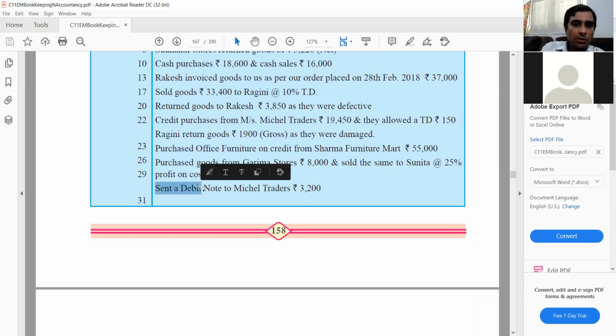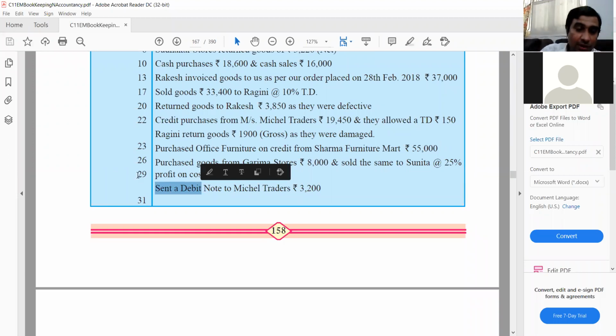Sent a debit note to Michael Traders, 3,200. Now, this is a good question from an accounts point of view. It tests your knowledge. What is the meaning of a debit note? That means that you are debiting somebody's account. When it pertains to purchase and sales, when do you debit? Debit means debit the receiver in case of a personal account. Why is he the receiver? Because he is receiving goods. And when he's receiving goods, these are returns actually. So the receiver is receiving goods because this is purchase returns. Okay. The purchase return book is where you will record this.